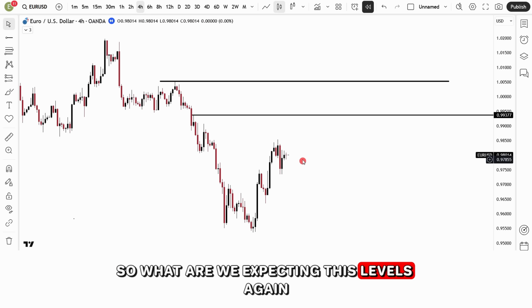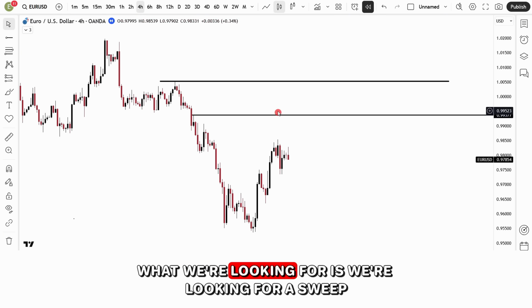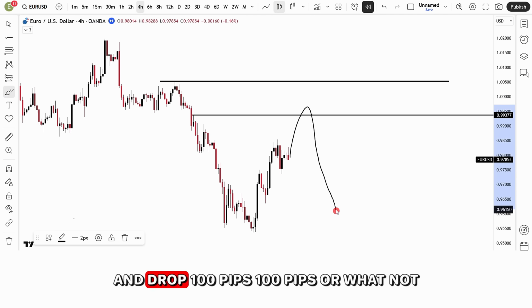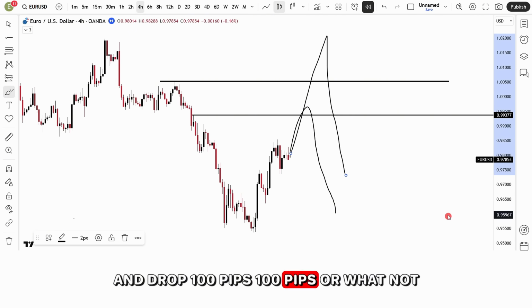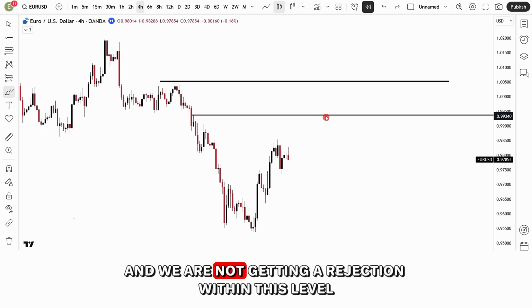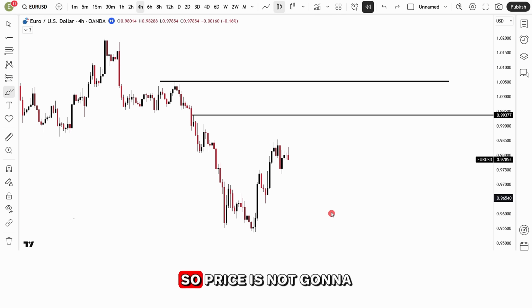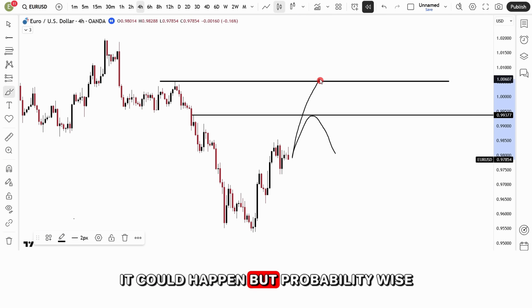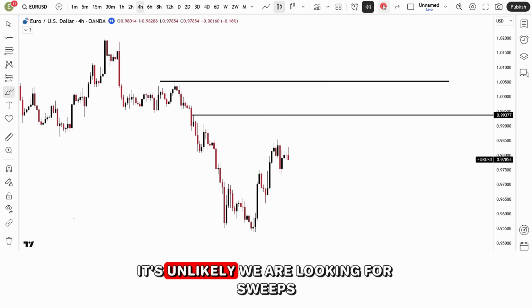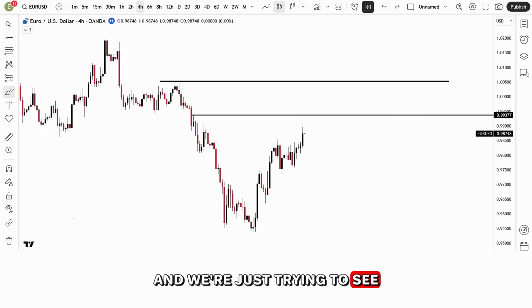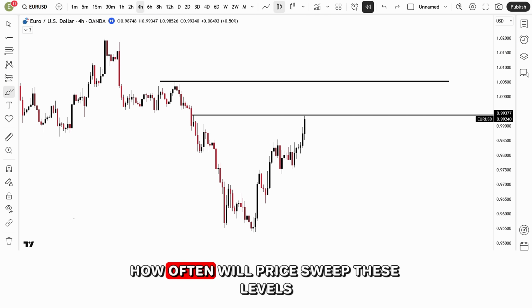So what are we expecting at these levels before we start playing? We're looking for a sweep. We're not saying that price is going to sweep the zone and drop 100 pips or whatnot. We're just saying that price will sweep that liquidity and we are not getting a rejection within this level. So price is not going to come up here and reject off this level. Again, it could happen, but probability wise, it's unlikely. We are looking for sweeps, and we're just trying to see how often price will sweep these levels.